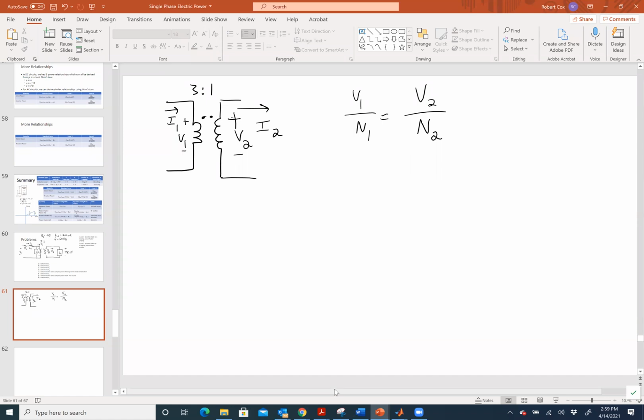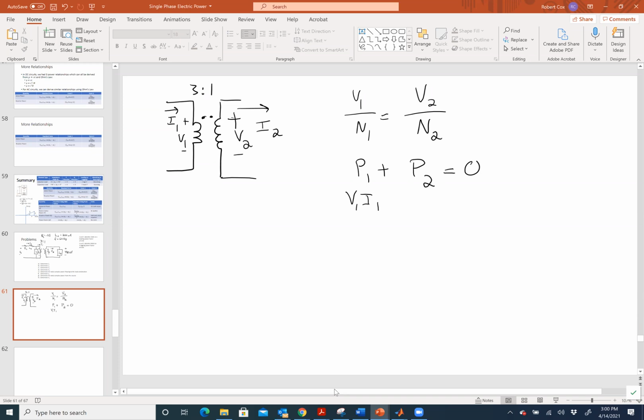All right, so I got that relationship, and I'm going to need it. Now I also need to get my I relationship. The way I do that is I write my power relationship: P1 plus P2 equals 0. And I figure out whether P1 is positive and P2 negative. P1 is basically, in this case, V1 I1. The power is going into the plus sign, so I write that as positive.